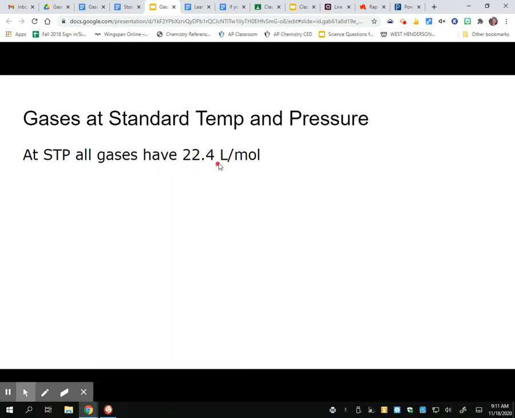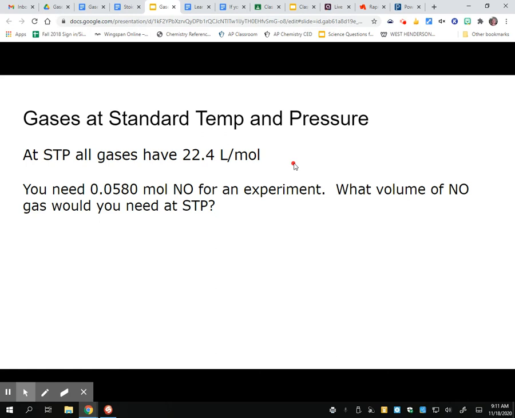And it says that 22.4 liters is equal to 1 mole of any gas. And since we do make a lot of measurements at STP, this comes in really, really handy and can save you a lot of work and time. So in the homework, we saw where we could convert from liters to moles at STP using this conversion factor. Here I kind of switched it around, and in this one we have moles of nitrogen monoxide for an experiment, and we want to know what volume of nitrogen monoxide I would need at STP.